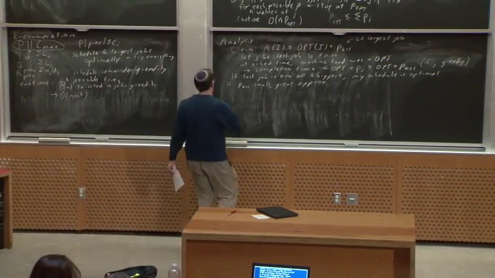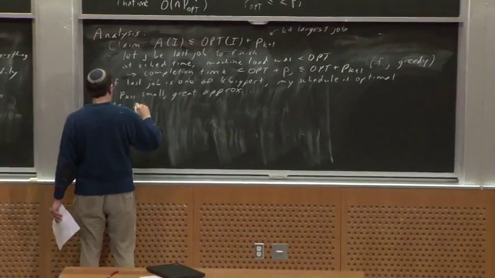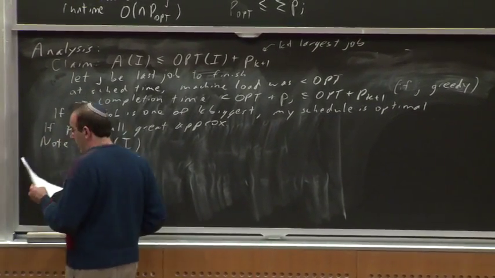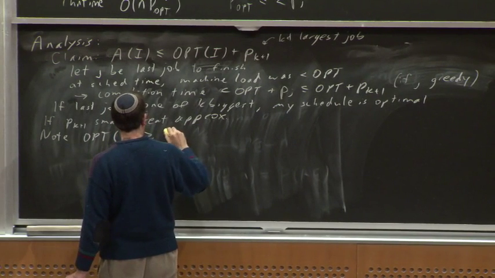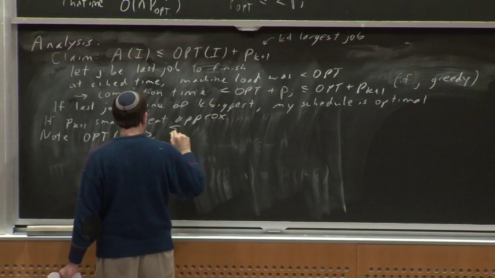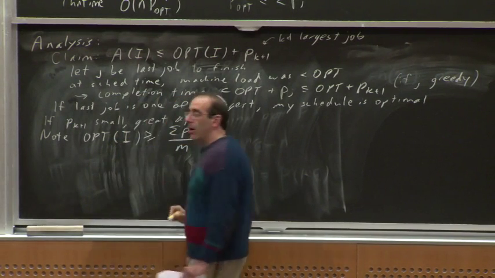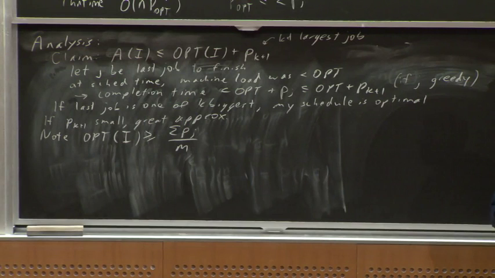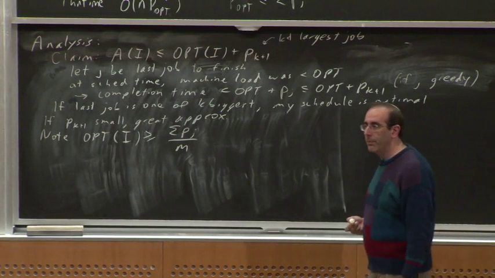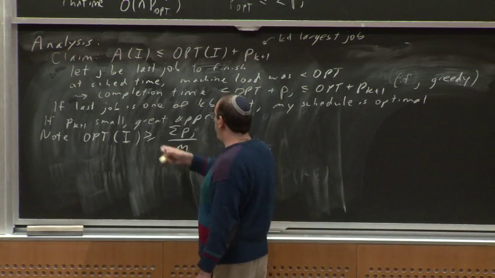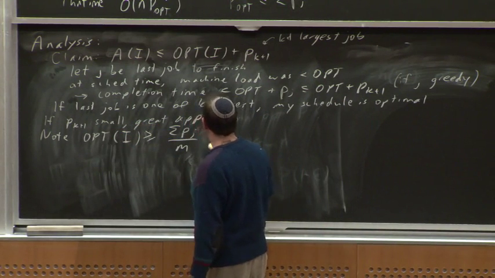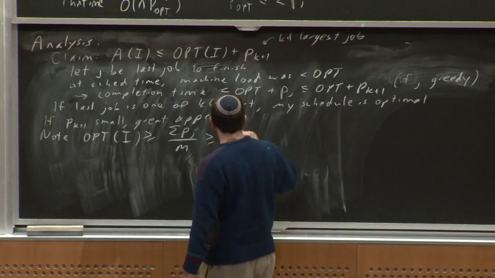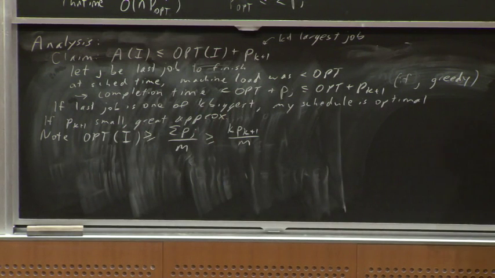Okay? So notice that the optimum is lower bounded by this average load, right? Sum of pj over m. That's one of the bounds that we used in Graham's rule. But if pk plus 1 is large, then the k largest jobs are large. So in particular, this is at least k times pk plus 1 divided by m. Right?